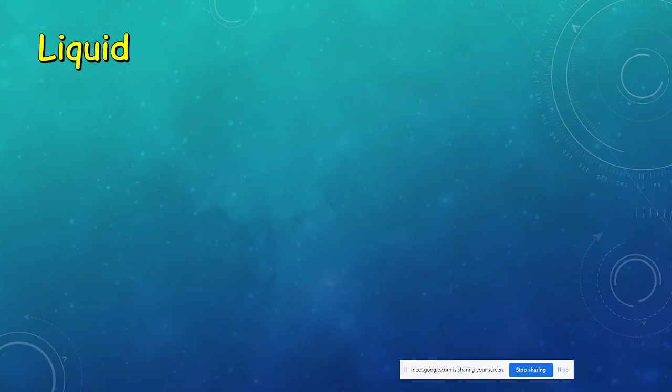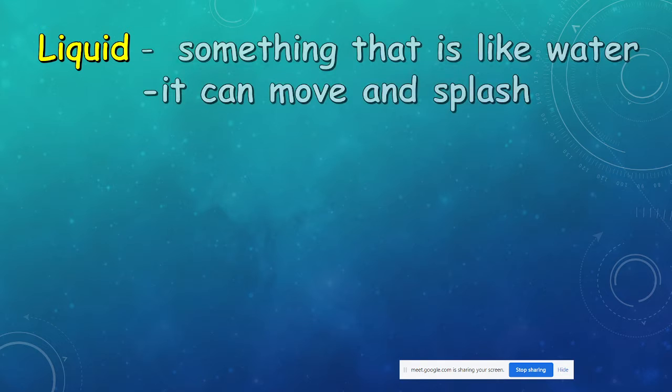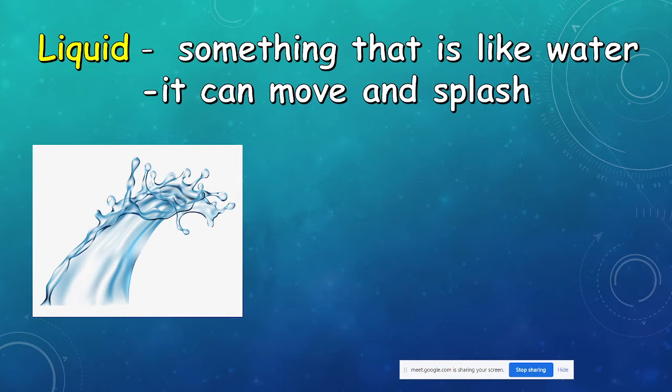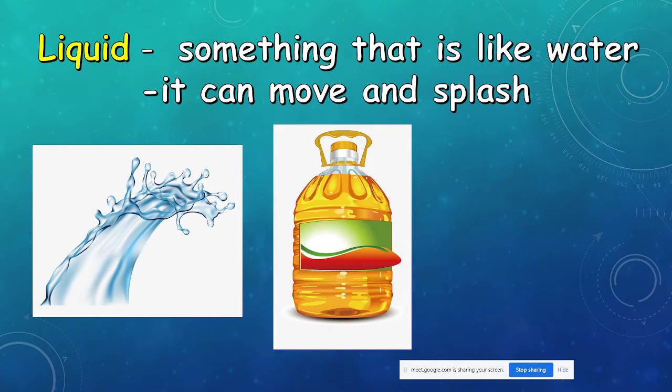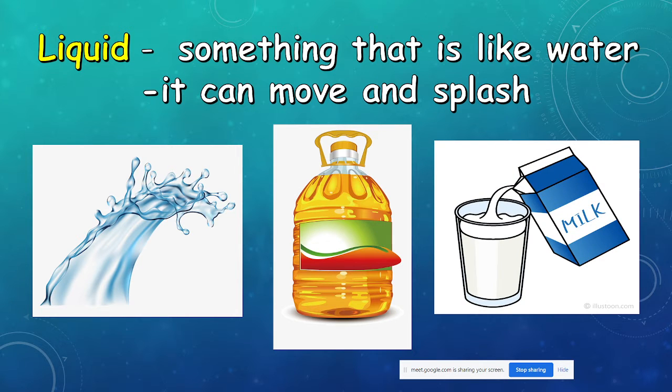Now let's go to liquid. Okay. When you say liquid, it is something that is like water. It can move and splash. When you say move, it can flow, because it doesn't have its own shape. It just follows the shape of the container. For example, you put it in a bottle. Now the liquid will have the shape of the bottle because it just follows the shape of the container. Now examples of liquid is water, the water that we drink, the water that we use in washing our hands, even cooking oil is liquid. Another one is milk. Now, can you say some examples of liquids?